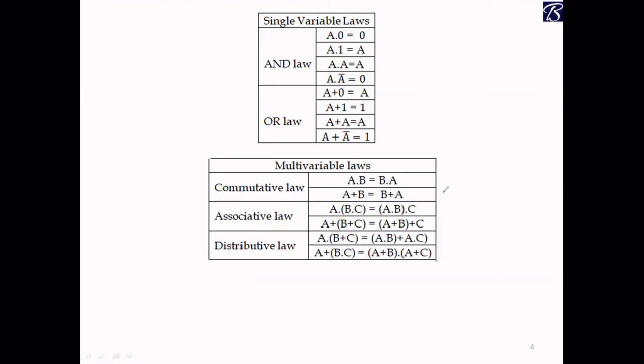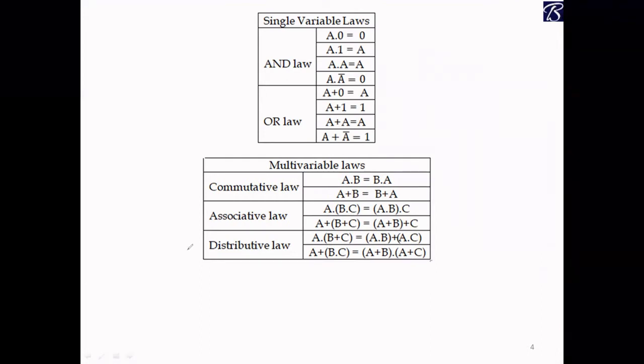So let us take multiple variables. There are 3 laws. The commutative law, where AB equal to BA, or A plus B equal to B plus A. And the associative law, A into BC equal to AB into C, and A plus B plus C equal to A plus B plus C. These are the 2 associative laws. Here you see A is associated with BC, equal to AB associated with C.